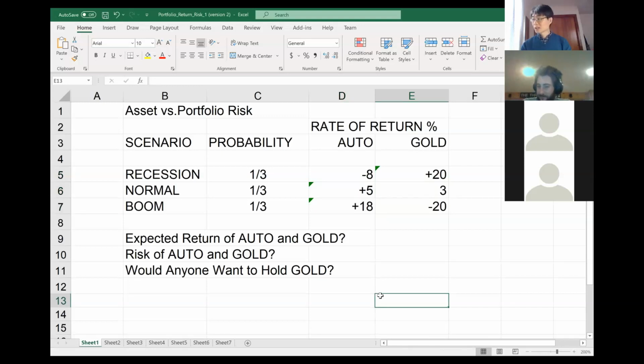Okay. So this is the same Excel file that we covered in the financial markets class. So let's refresh our memories on how to calculate the expected return, how to calculate the risk, how to calculate the relationship between the two, and so on, right? So the first number that you see here is the rate of return. So when you buy a stock of an automobile company, the reason why I picked automobile is because this is an example of a durable good.